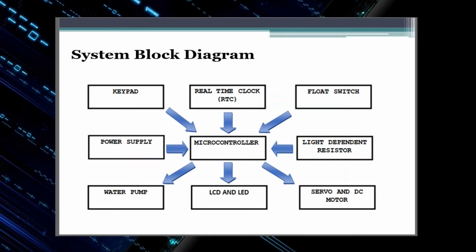Figure 9, the block diagram of the system. Figure 9 shows the different inputs and outputs of the automated system for fish hatchery operations. Real-time clock, float switch, light-dependent resistor, keypad, and power supply are the inputs. They send signal to the microcontroller. Water pump, LCD, LED, servo, and motors will function once the commands are processed.